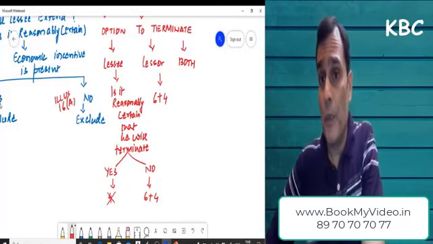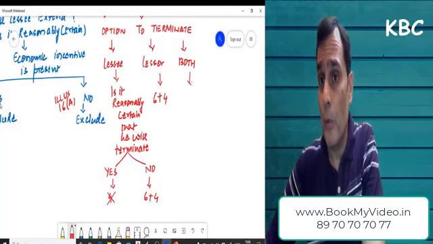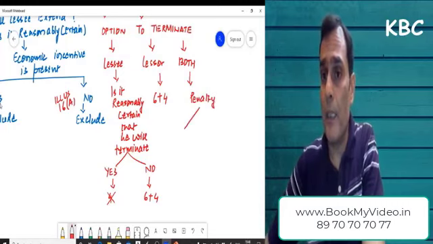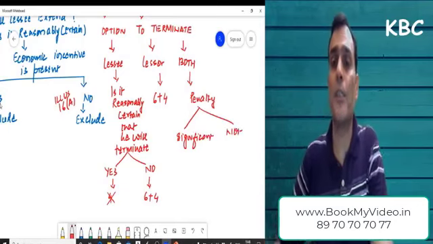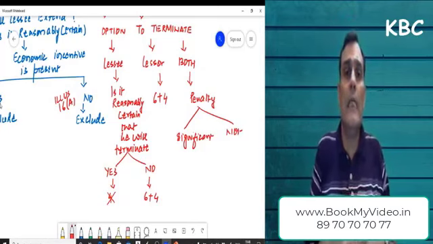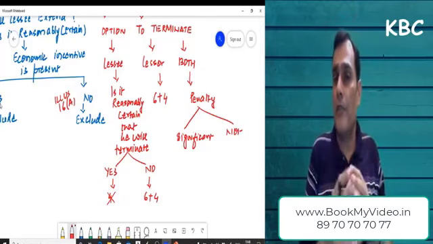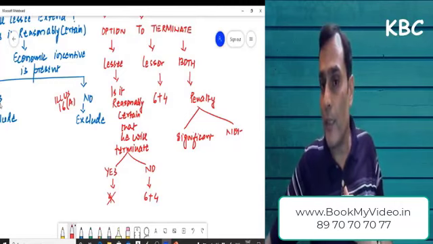And in a situation where the option to terminate is with both, we need to see the amount of penalty involved. Is the penalty significant, or is the penalty not significant in nature? If the penalty is significant, that means they will not exercise. And if they will not exercise, I will include that 4.